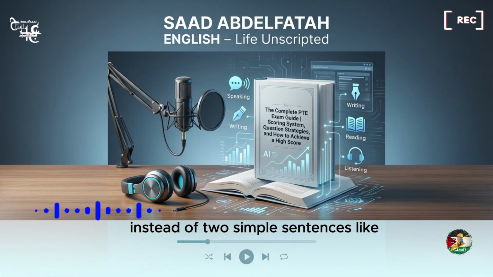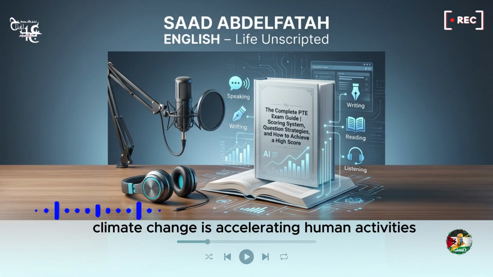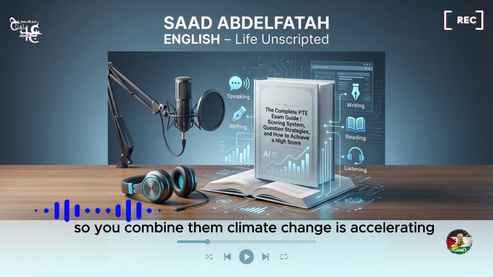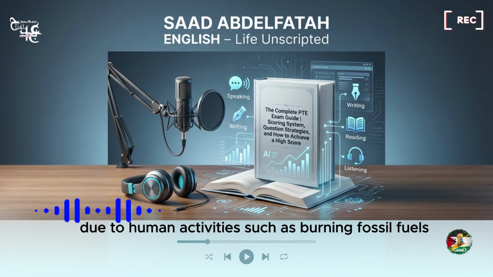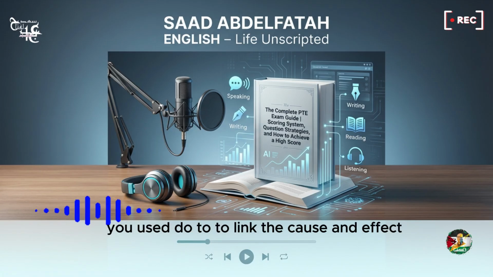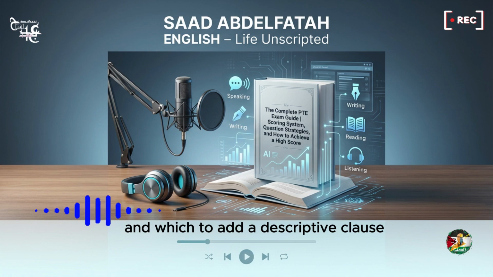Sure. Instead of 2 simple sentences like, climate change is accelerating. Human activities like burning fossil fuels are the main cause. Right, 2 sentences. You can't do that. You can't. So you combine them. Climate change is accelerating due to human activities such as burning fossil fuels, which are increasing greenhouse gases. I see. You used due to link the cause and effect, and which to add a descriptive clause, all while keeping it as one single sentence.